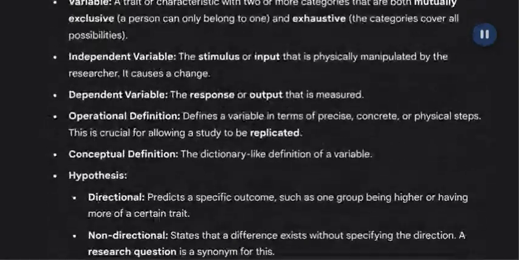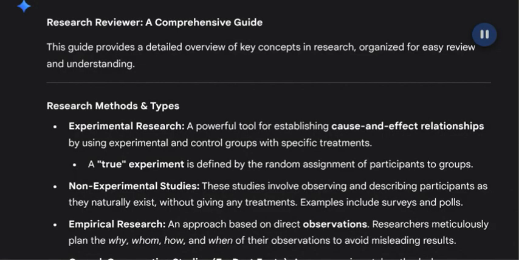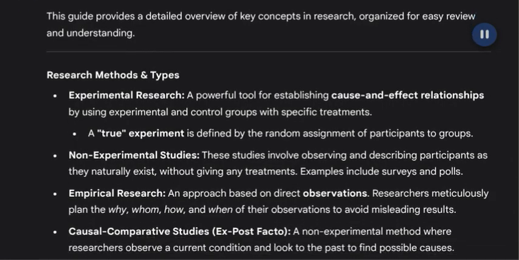Research Reviewer, a comprehensive guide. This guide provides a detailed overview of key concepts in research, organized for easy review and understanding.